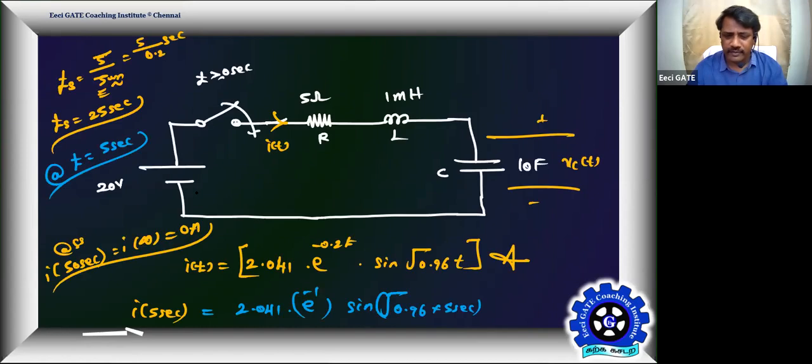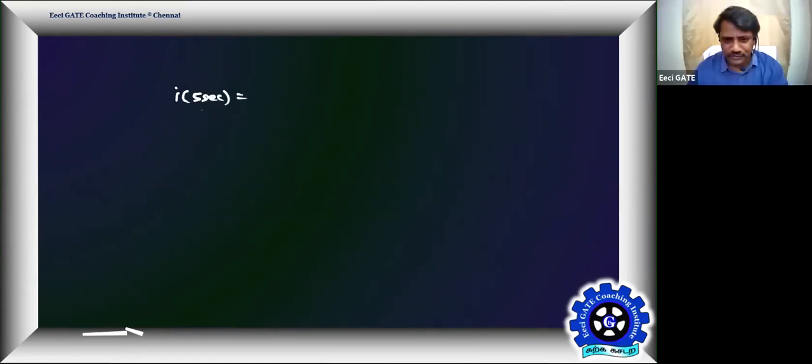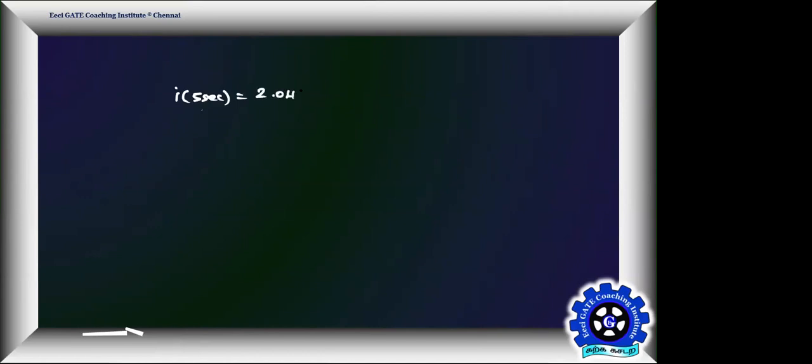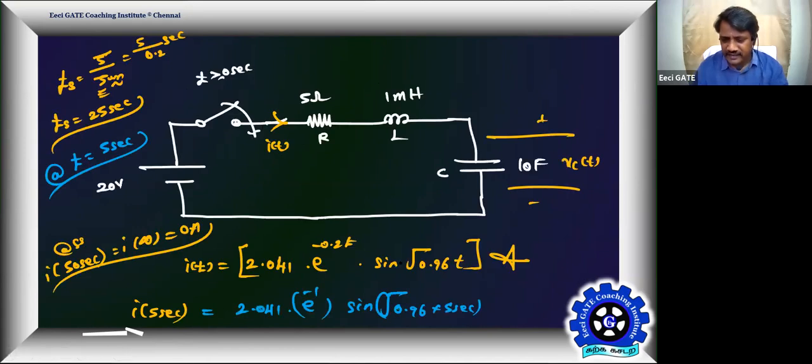Okay, let me confirm. Shouldn't we do 180 divided by pi, sir? Yes, you have to. So 2.041 into e power minus 1 into sine of root of 0.96, it is in radians. It is in radians because root 0.96 is radian per second and this is in seconds, so it is going to be in radians directly. Don't do the degree conversion.